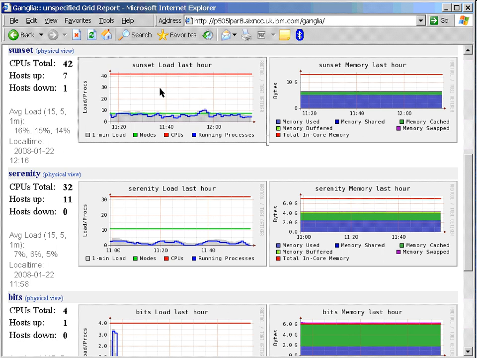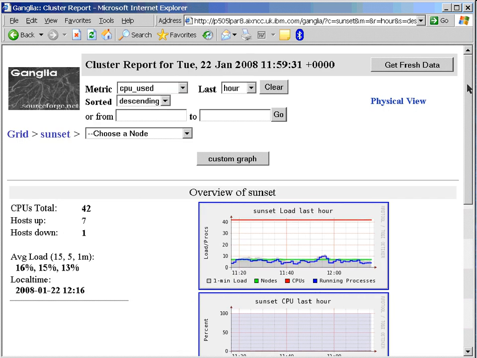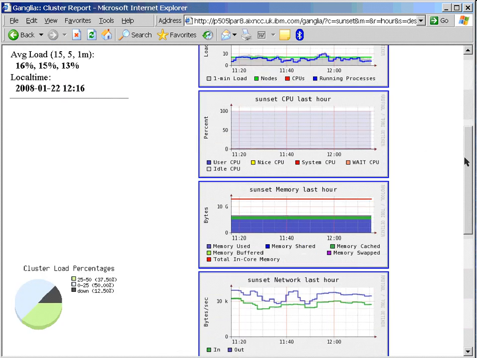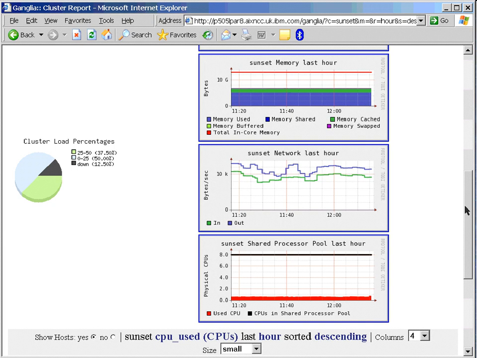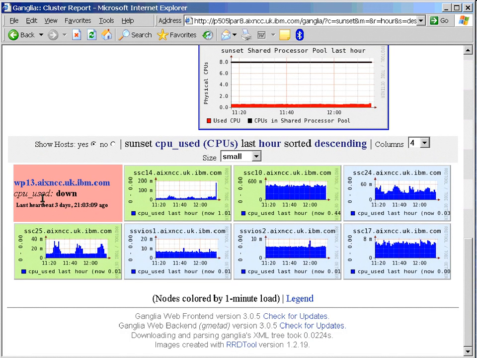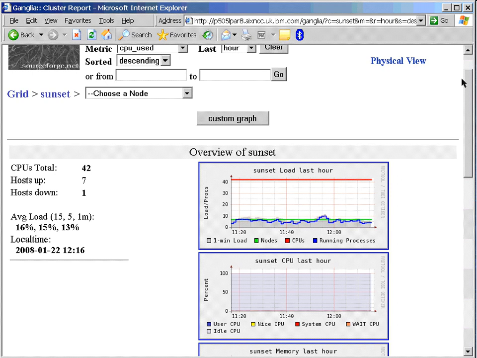If I just click on any of the Sunset graphs, I can have a look at the details. And if I scan down to the bottom here, this is a summary for each of the nodes in our cluster, and we can see that it's a partition here called WP13, and I remember now that I actually took that down. It was a temporary crash and burn logical partition, so we can ignore that.